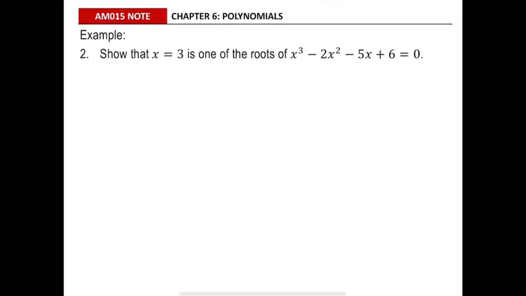Question 2 is, show that x equals 3 is one of the roots of x cubed minus 2x squared minus 5x plus 6 equals 0. This question is like the previous example. We substitute x equals 3 into the equation and show that the value equals 0. Then make a conclusion.